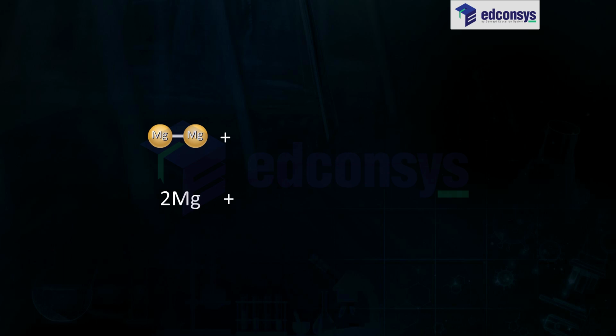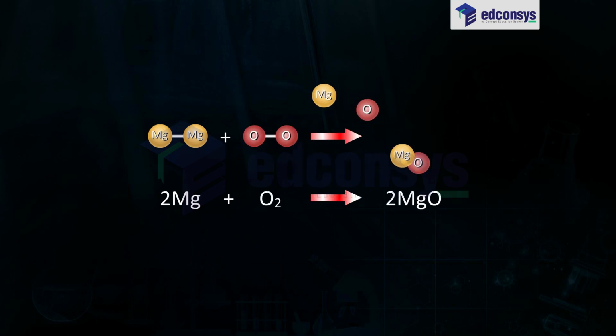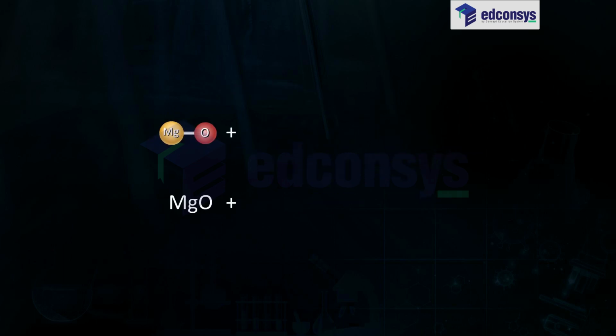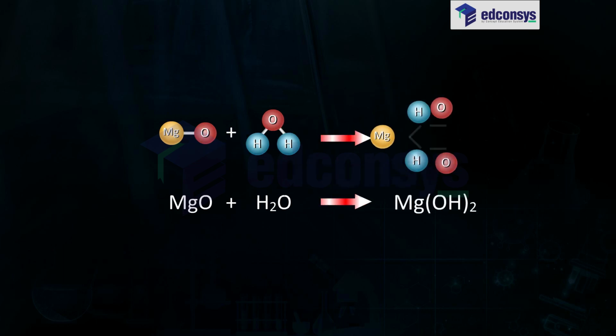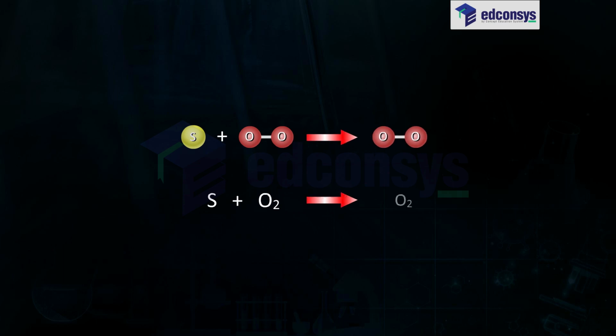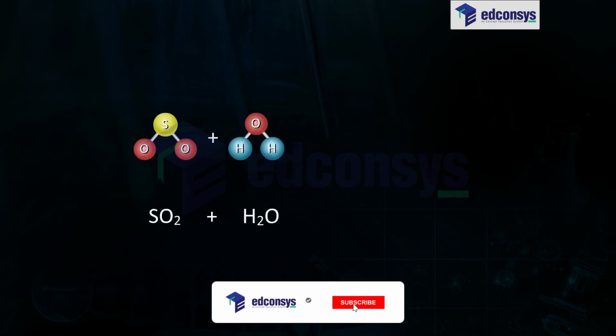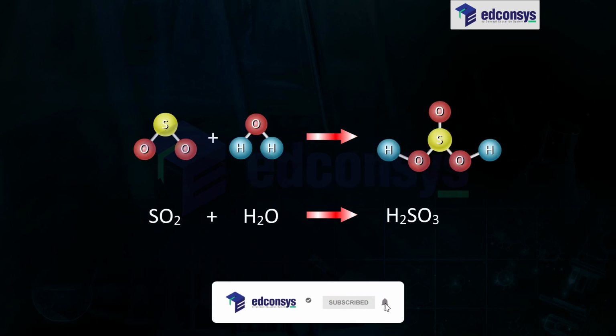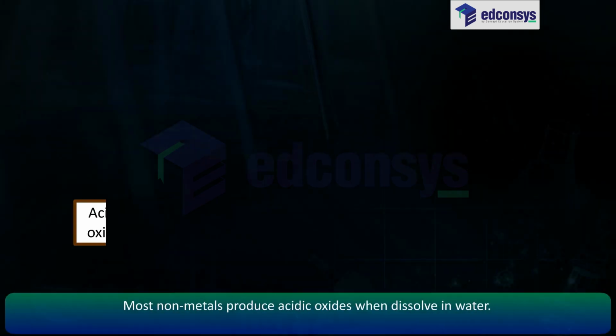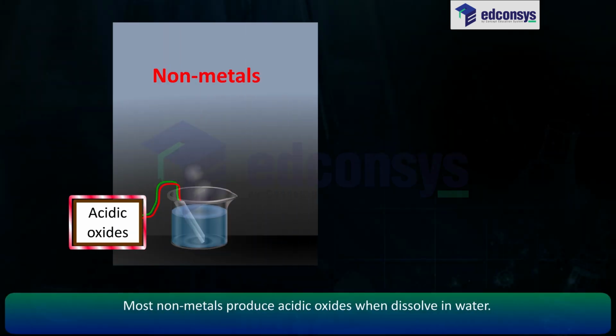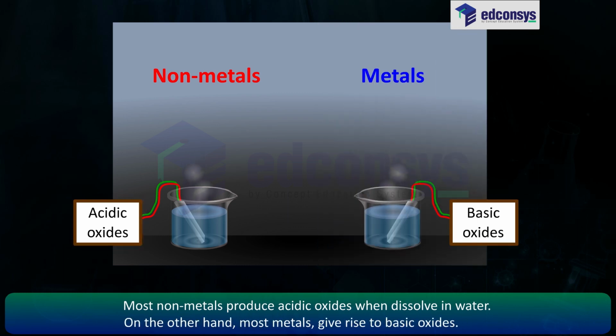Equations for these reactions. 2 Mg plus O2 gives 2 MgO. MgO plus H2O gives Mg(OH)2. S plus O2 gives SO2. SO2 plus H2O gives H2SO3. Most nonmetals produce acidic oxides when dissolved in water. On the other hand, most metals give rise to basic oxides.